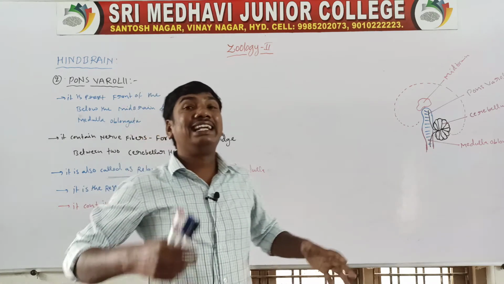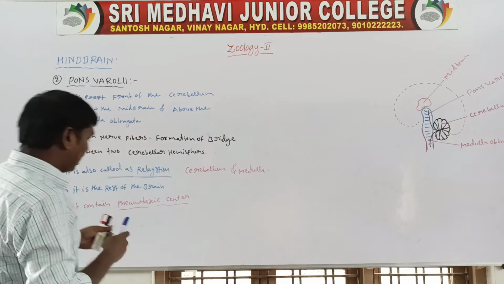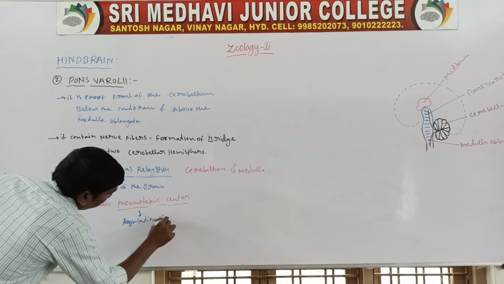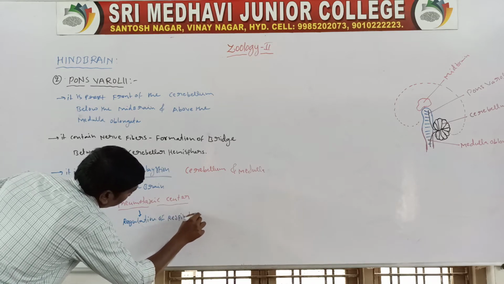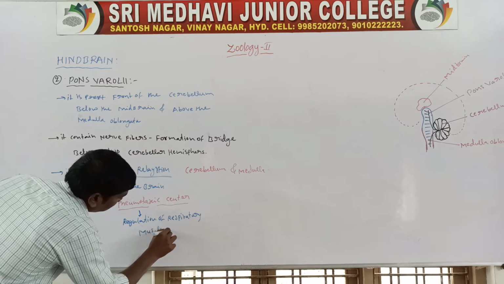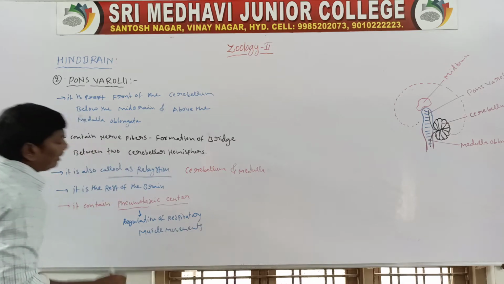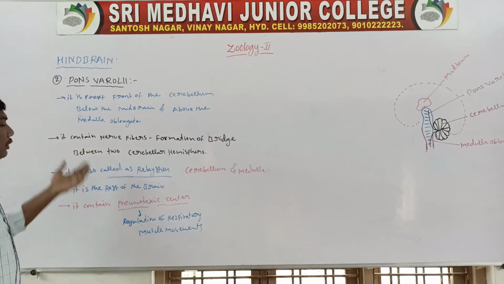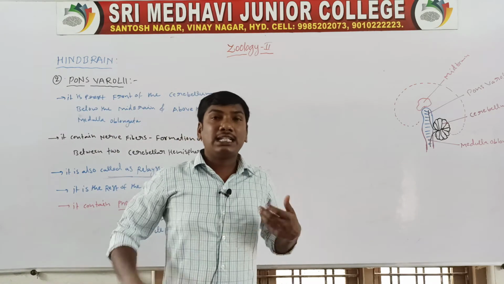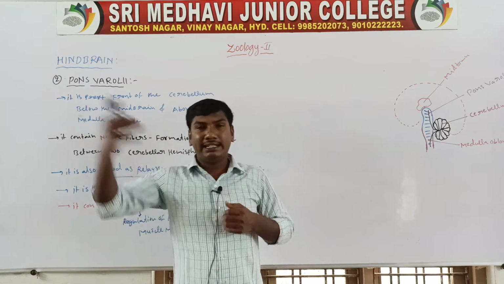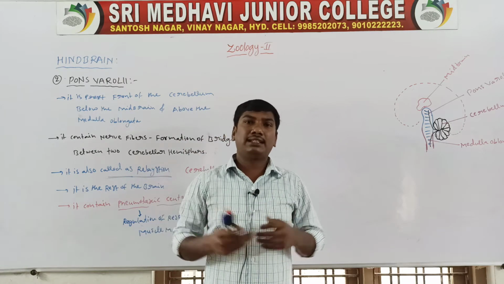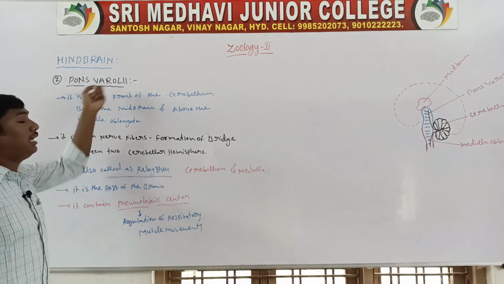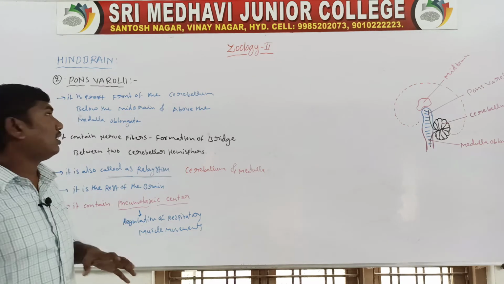The pneumotaxic center's function is the regulation of respiratory muscle movements. So it increases and decreases the respiration process: inhalation of air, exhalation of air. They control the respiration. The respiration process is controlled by the pneumotaxic center, which is present in the pons varoli.